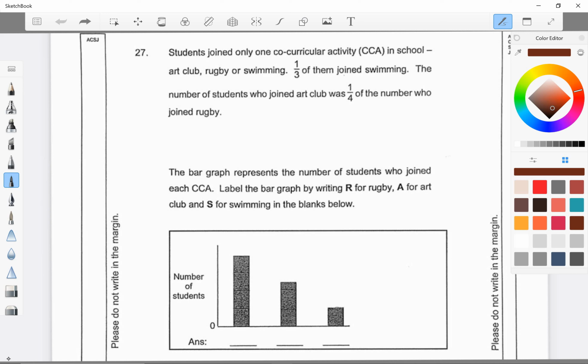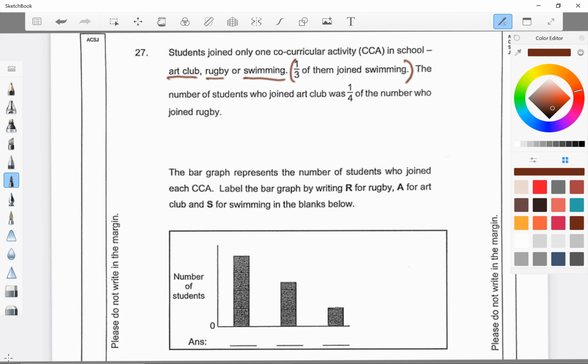So we know that in this particular school, there are 3 main CCAs that they are focusing on. So we have the art club, we have rugby, and swimming. And it is said that 1/3 of them joined swimming. Okay, so I would like to annotate that. And they mentioned that the number of students who joined art club was 1/4 of those who joined rugby. So let me repeat this again. The number of students who joined art club was 1/4 of the number of those who joined rugby.